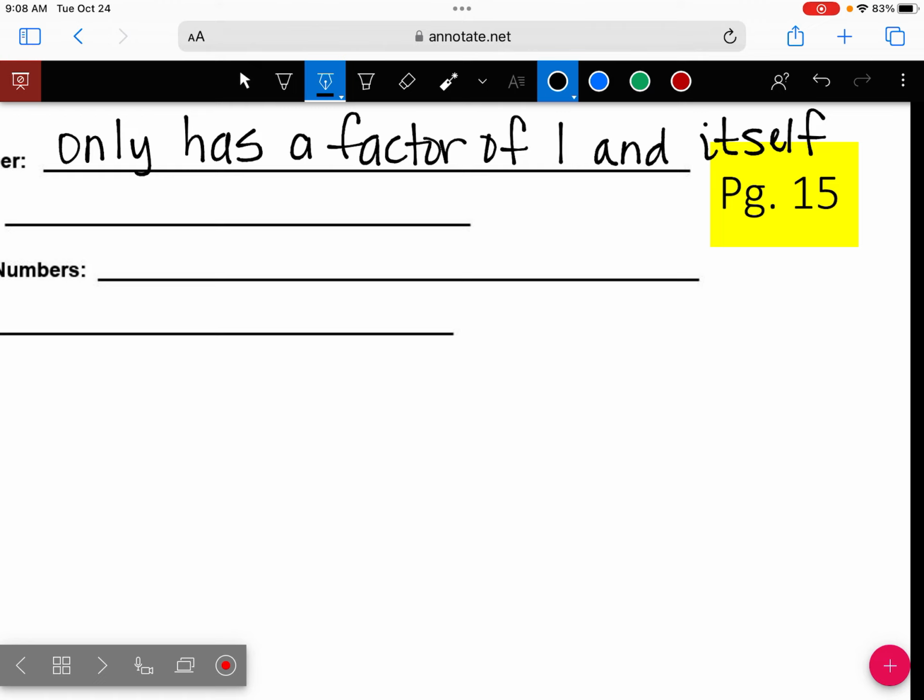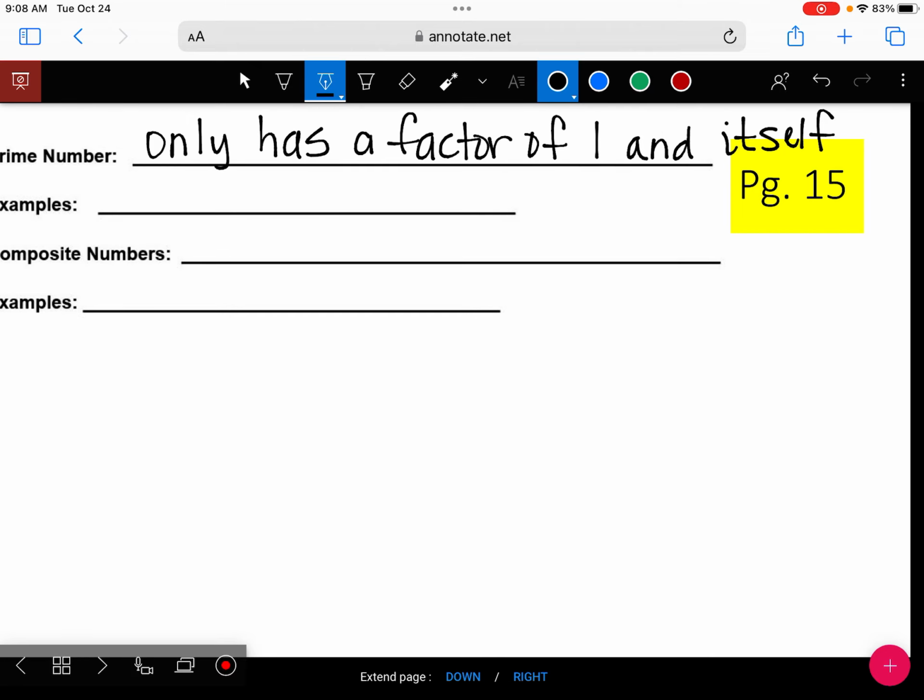So an example of a prime number would be 3. The only thing that goes into 3 is 1 and 3. The only thing that goes into 1 is 1. Is 4 a prime number? Can you divide anything into 4 other than 4? 2, so that means it's not prime. So 5 is prime, 7, 11, and we'll stop there.